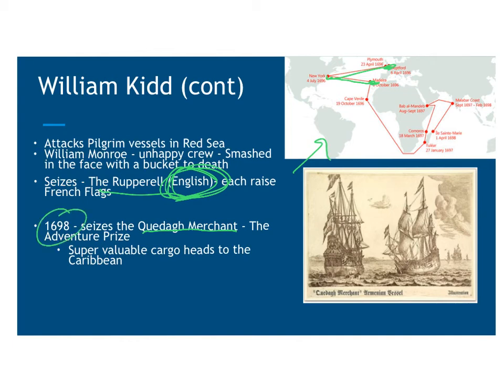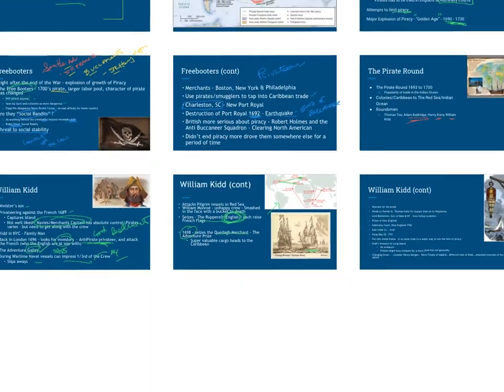1698, he's going to seize the Quetta Merchant, and eventually renames it the Adventure Prize. Here's a picture, or an illustration, if you will, of the Quetta Merchant. What's going to happen is, as you might or might not know, this valuable cargo, I think it's over here off the Indian coast, the Malabar coast, is going to be part of the Sultan of India's deal with the British East India Company.